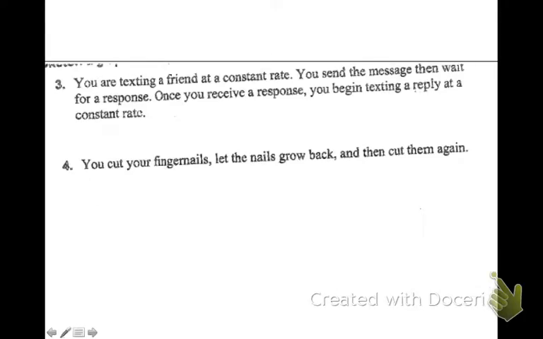You're texting a friend at a constant rate. You send the message, then you wait for a response. Once you receive a response, you begin texting a reply at a constant rate. So remember that constant rate is going to be a slope that is the same. You want to label your graph as time and your speed of texting. So constant rate, remain the same, constant rate.